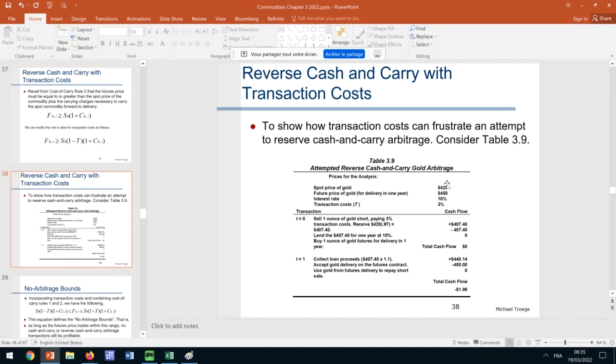So here the gold price is 420. The transaction costs are 12 again, I guess, because we have 3% of the amount of money we have raised here. So now we have less money to invest, and once we have earned the interest rate, we cannot use this money to buy back the entire amount of gold. So again, it's going to be unprofitable.